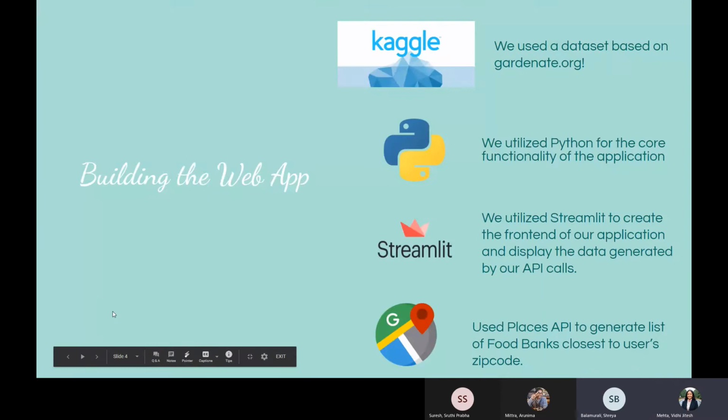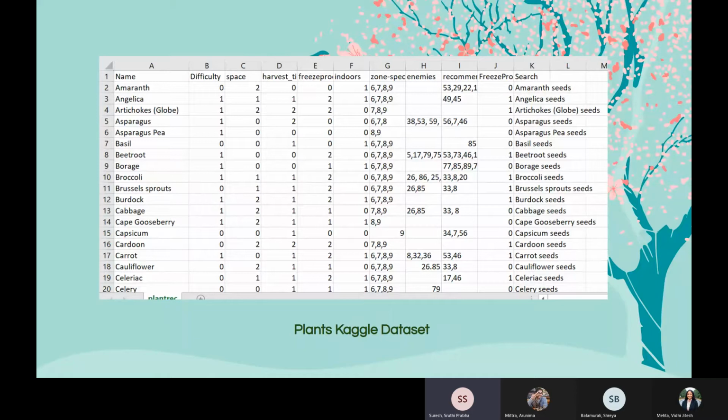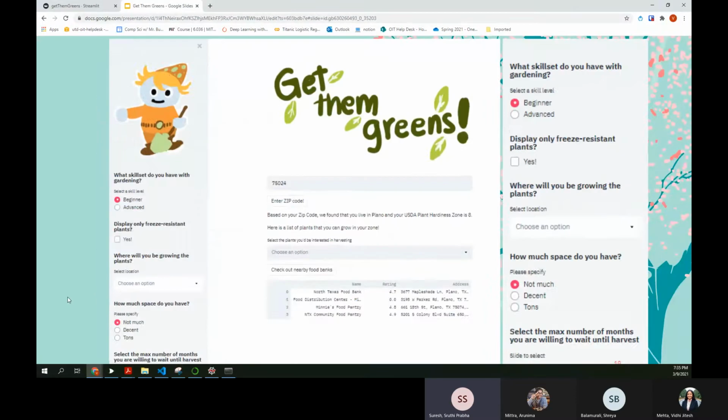Thank you, Shreya. So as per the tech stack, we decided to use a Kaggle data set to get a list for the plants. We used Python for the backend and Streamlit for the front end. And finally, we also made use of the Google Maps API to generate a list of the closest food banks based on the user's zip code. In terms of the Kaggle dataset, we used one which was taken from Gardenate, and we filtered it out so that we were able to easily query it for our user recommendations. We also added information about zone specificity, which we'll talk about in a bit, and we had a specific focus on whether or not these plants could be grown in adverse weather conditions, considering the purpose of our application.